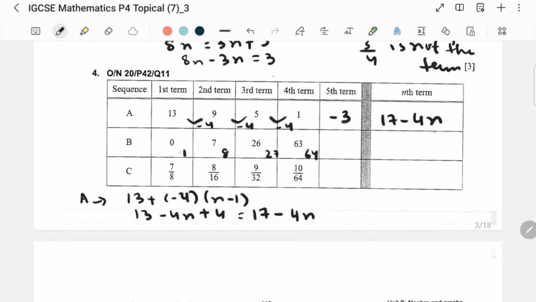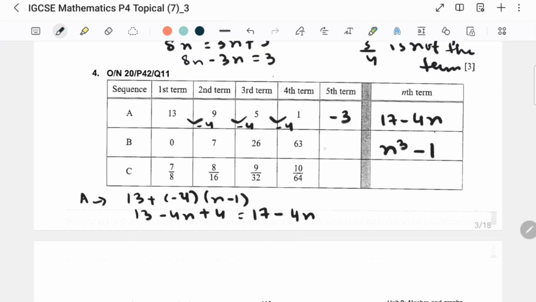So that is n cube minus 1. 1 cube minus 1 is 0. 2 cube minus 1 is 7. 3 cube minus 1 is 26. 4 cube, which is 64, minus 1 is 63. And then 5 cube is 125, minus 1 is 124. So you can write n cube minus 1, like this, okay?